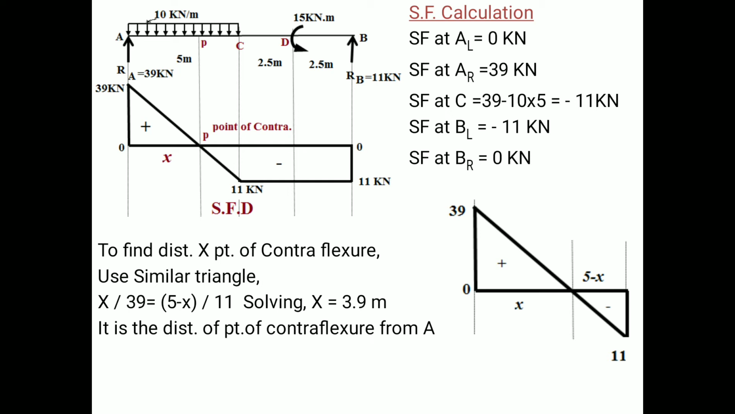Now shear force at left of B is equal to minus 11 kN, because remember that from point C to B no shear force is acting on the system, therefore it will remain constant.